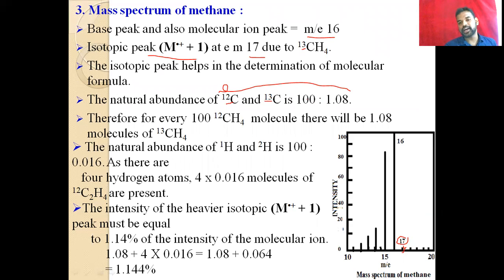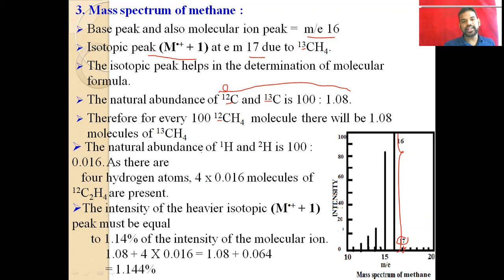That means all others are carbon 12. The abundance of carbon 13 is very negligible, it's very small, so its intensity is very low here. Therefore, for every 100 CH4 molecules with carbon 12, there will be 1.08 molecules with carbon 13. That means in 100 carbons, we can expect only one carbon 13. So this is the information we can get from the isotopic peak and the molecular ion peak of this spectrum.